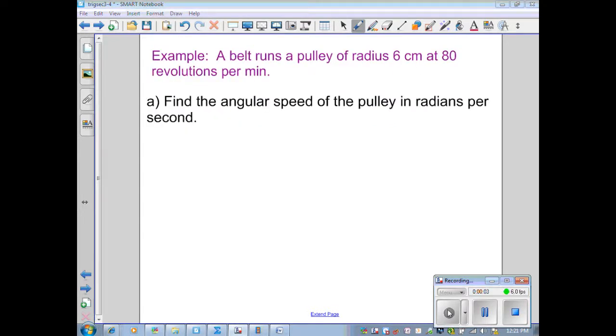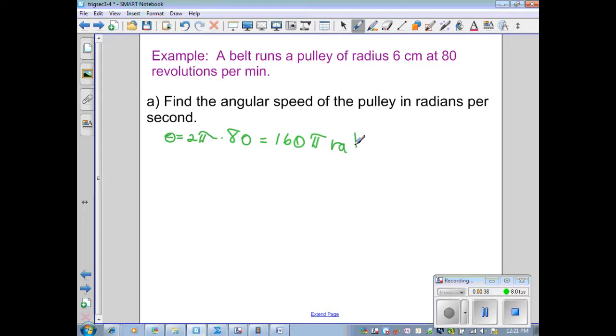Another example, we have a belt that runs a pulley of radius of 6 centimeters at 80 revolutions per minute. They want us to find the angular speed of the pulley in radians per second. We always want to find theta first. And remember from previous slides that if we're given revolutions, we can find theta. So theta is going to equal 1 revolution, which is 2 pi, and in this situation we have 80 revolutions. So we're going to multiply 2 pi times 80. That gives me 160 pi radians.